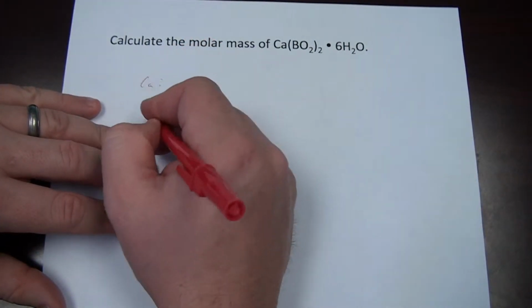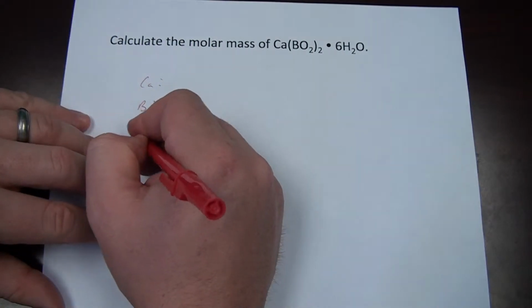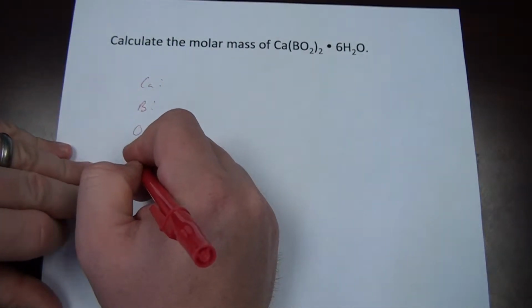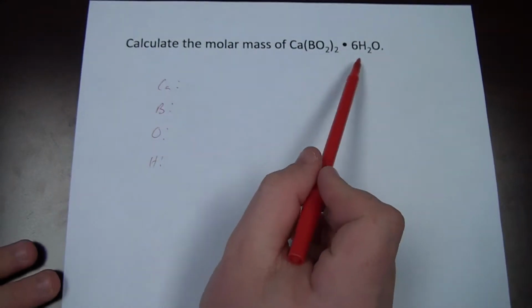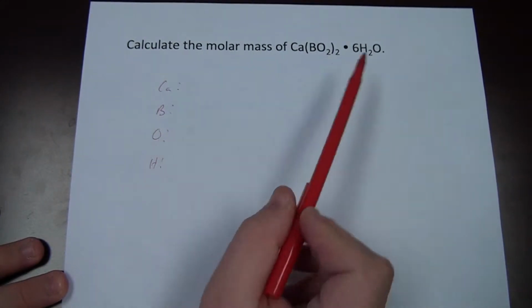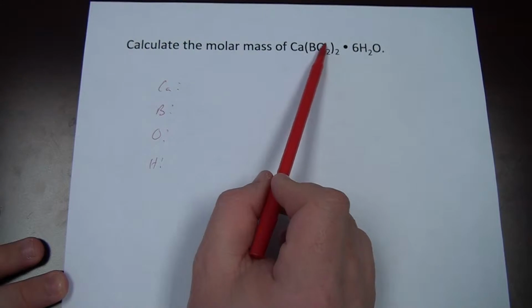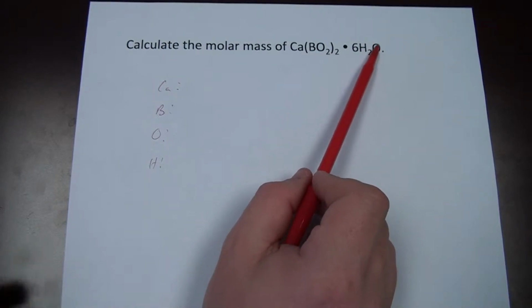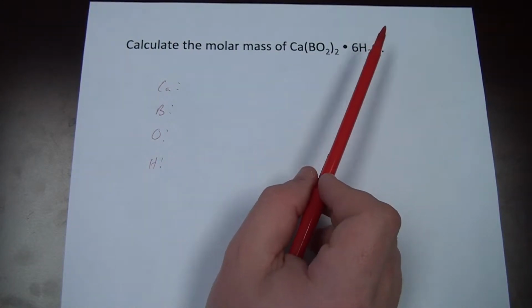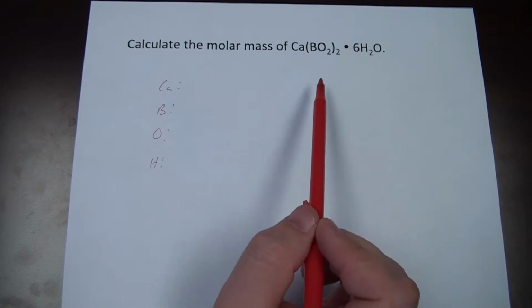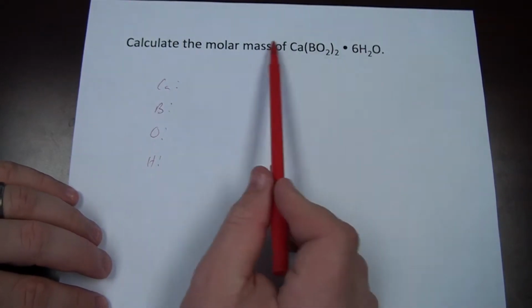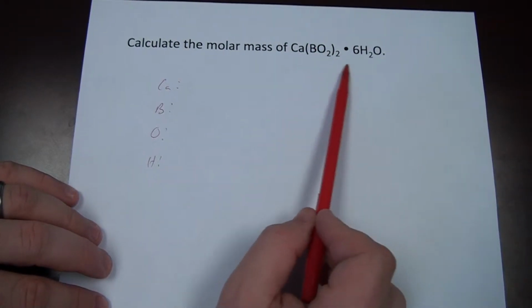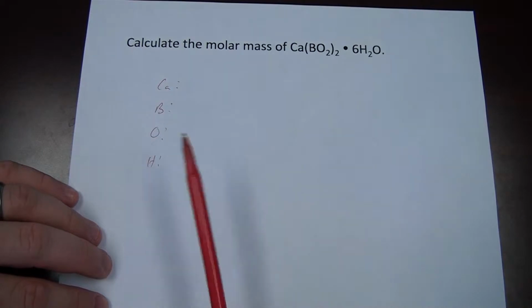So we have Ca, B, O, and H. Right? So I'm going to go ahead and calculate here the oxygens present from this part of the molecule as well as from the waters. We could do them separately and add them up if we wanted, but I'm just going to combine them together, because oxygen's oxygen no matter where it is. We're just going to take into account the oxygens in both places.